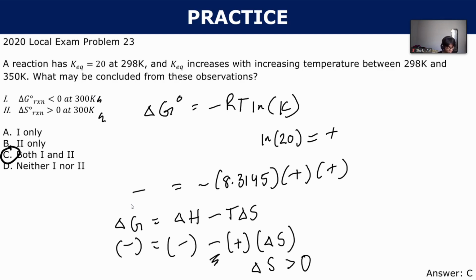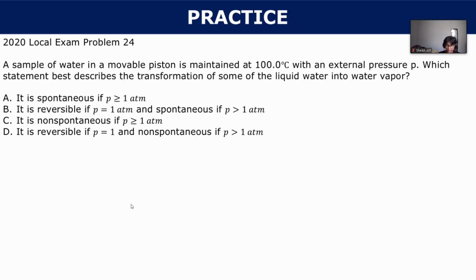Let's move on to our last question, question 24. A sample of water in a movable piston is maintained at 100 degrees Celsius with an external pressure P. Which statement best describes the transformation of some of the liquid water into water vapor? This is kind of weird because it gets a lot into the states of matter.